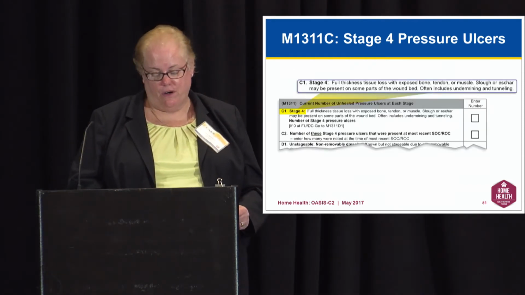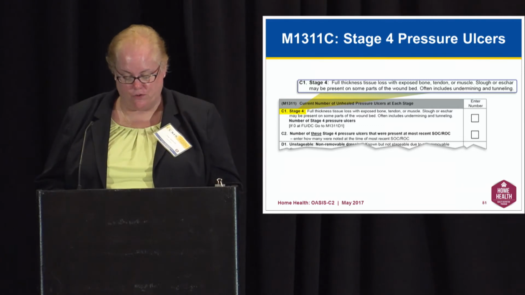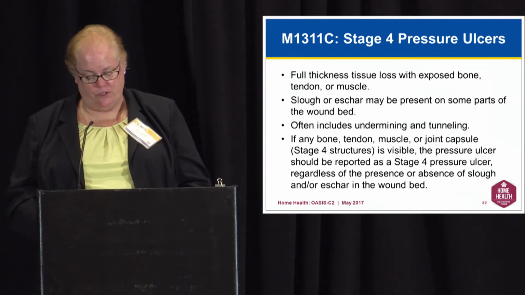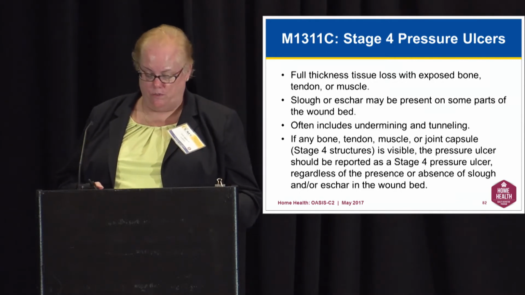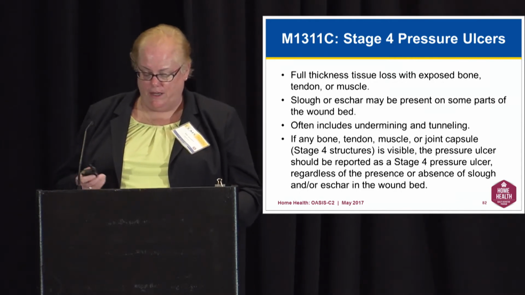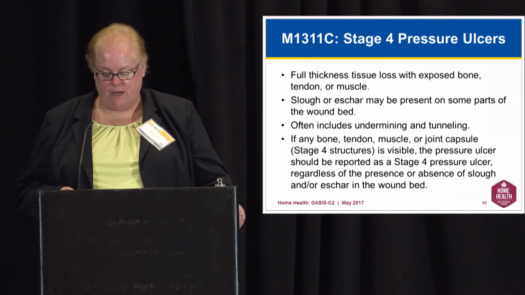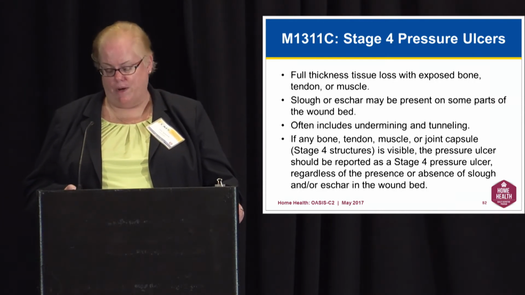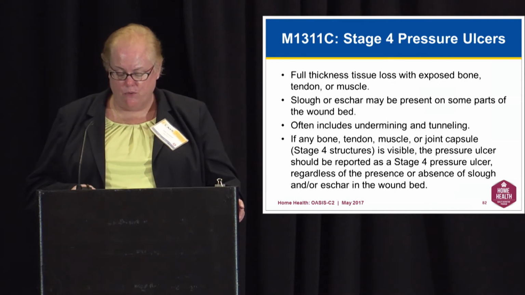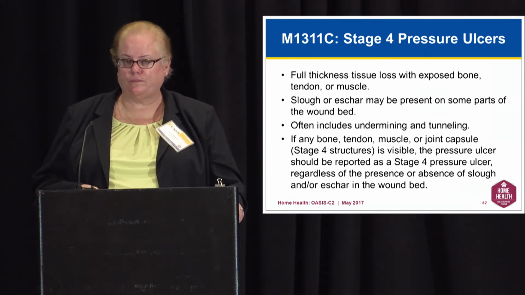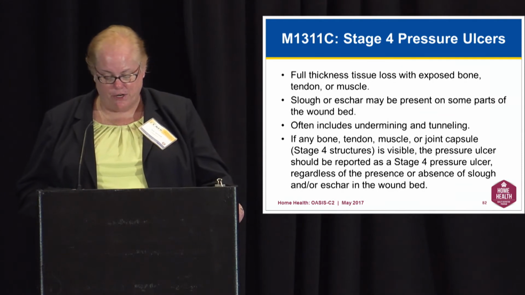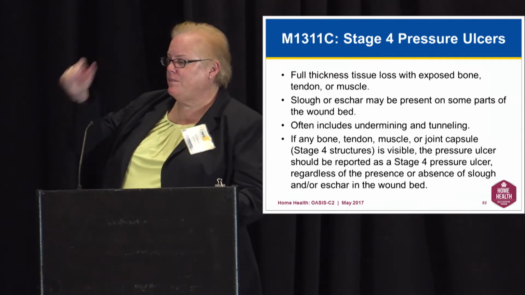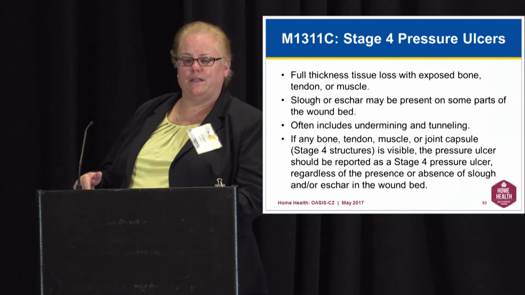And then we have our stage 4 pressure ulcers, and those can be devastating ulcers. These are full thickness tissue loss with exposed bone, tendon, or muscle. Slough or eschar may be present on some or part of the wound bed. It often includes undermining and tunneling. If any bone, tendon, or muscle or joint capsule is able to be seen, the pressure ulcer should be reported as a stage 4. So even if there's slough and stuff, if you see bone or you see tendon, it's a stage 4.